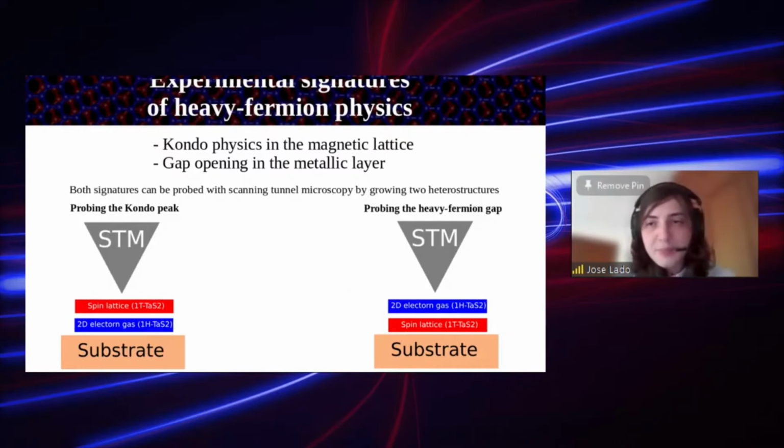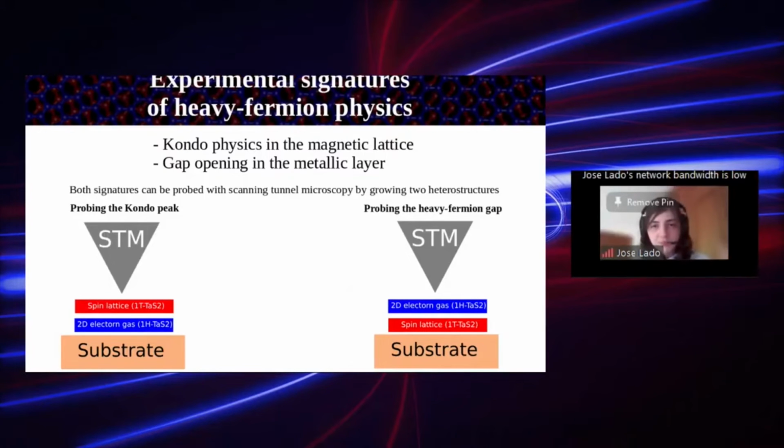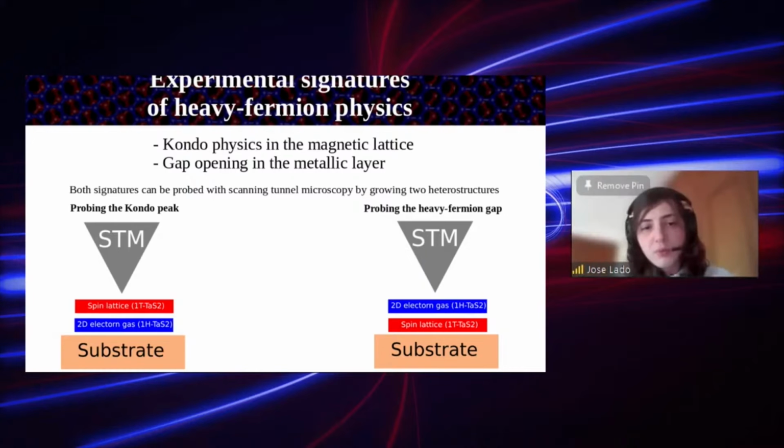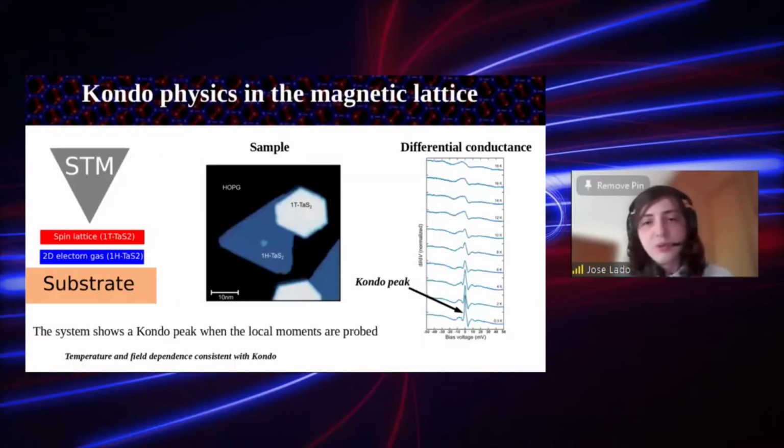So from the experimental side, once we know this, we pretty much know what to look at. The idea is that if this system realizes a heavy fermion compound, we should see Kondo physics when we probe the 1T lattice, and second, a gap opening when we probe the two-dimensional electron gas. So we grew those two different heterostructures, and when we probe the 1T lattice, which is the lattice that has local magnetic moments, we essentially see a Kondo peak.